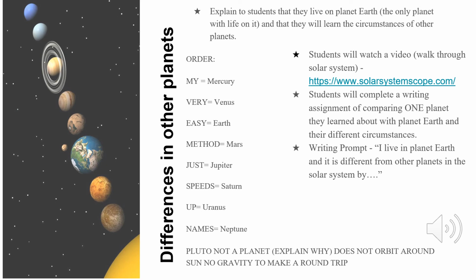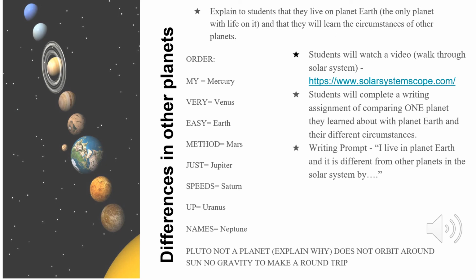Students will complete a writing assignment of comparing one planet they learned with planet Earth and their different circumstances. For example, comparing Mars to planet Earth. Well, Mars, there's no life. In Earth, it's basically the only planet known with livable life in it.